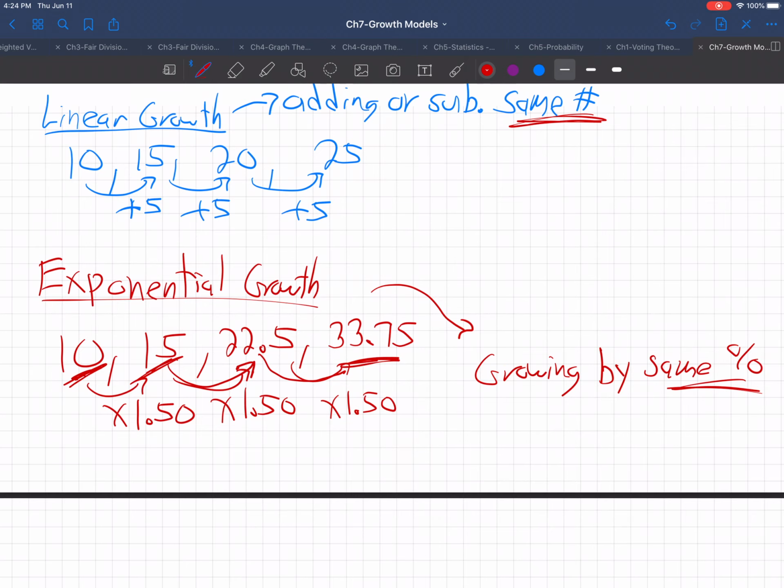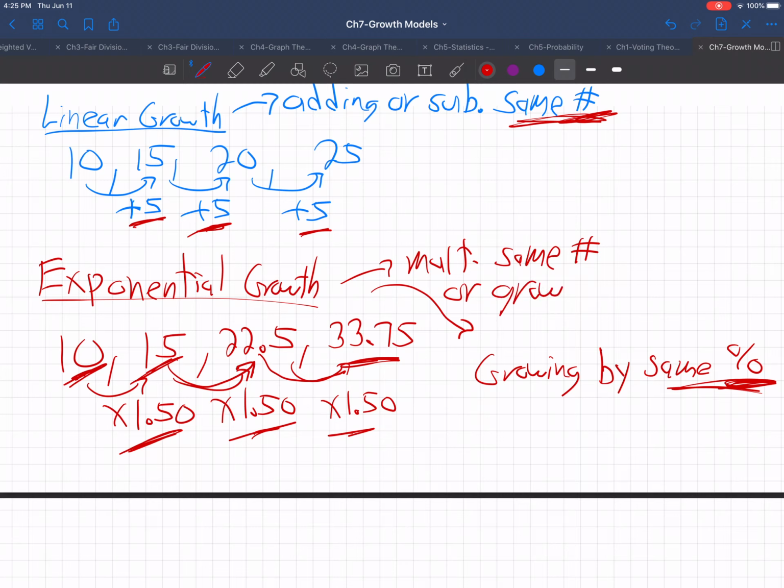So it's growing by the same percentage every year. Or in linear growth, it's growing by the exact same number every year. Add 5, add 5. So exponential growth is multiplying. So we could say it two ways. We could say it's multiplying by the same number, or it's growing by the same percentage. To multiply by the same number is to grow by the same percentage, because you're multiplying by the number 1 plus or minus r.